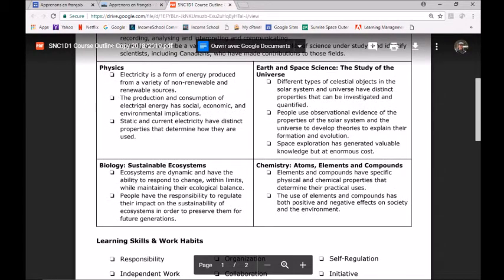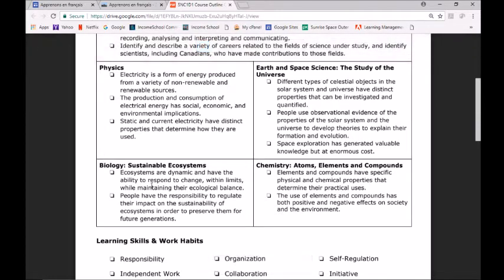So the first unit that we'll do this year will be sustainable ecosystems, with the first part being that ecosystems are dynamic and have the ability to respond to change within limits while maintaining their ecological balance. Second portion will be for us to realize that people have the responsibility to regulate their impact on the sustainability of ecosystems in order to preserve them for future generations.